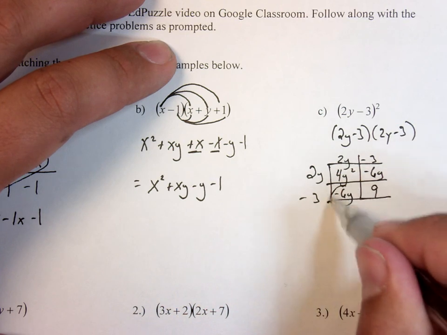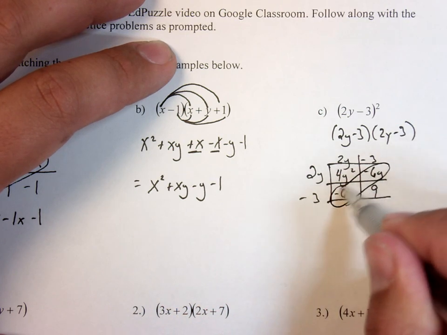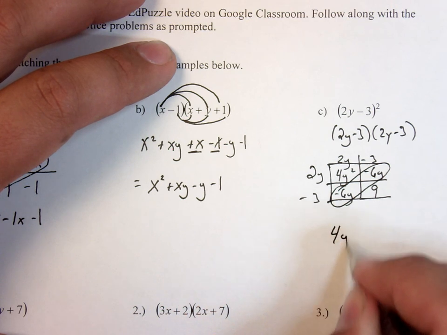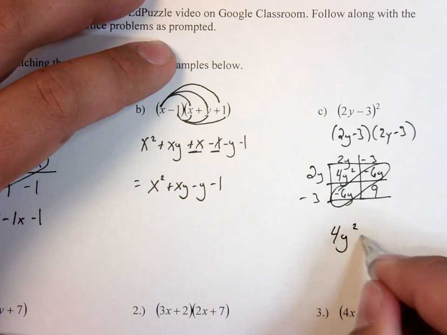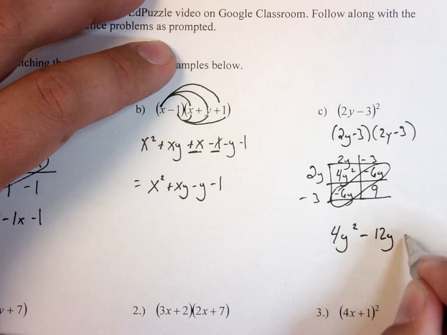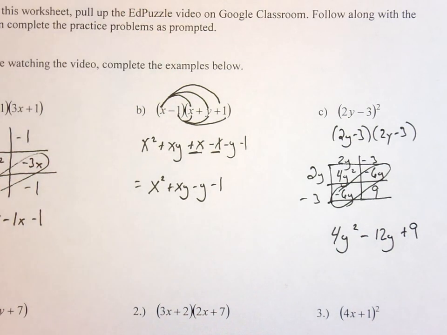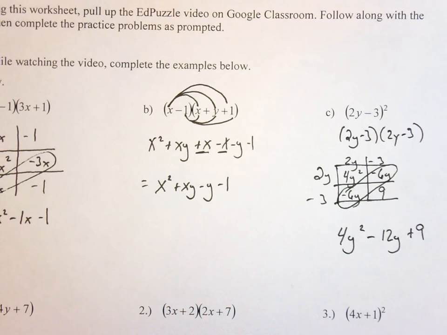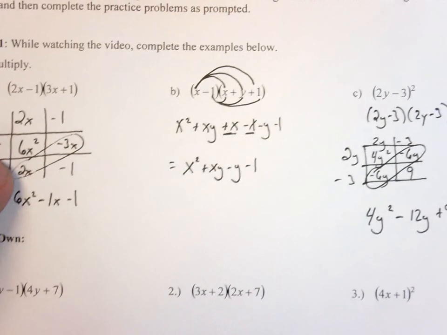I have negative 6y and negative 6y. I can combine my like terms. This leaves me 4y squared minus 12y plus 9. So again, when we multiply, we can either do the distributive property or make a generic rectangle. I'm going to let you try the next 6 on your own.